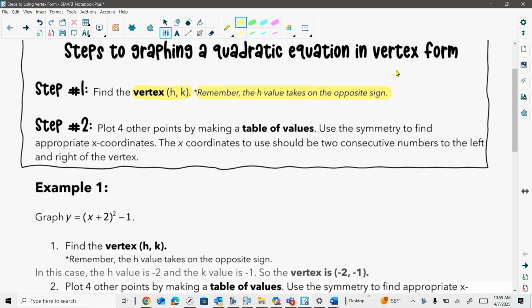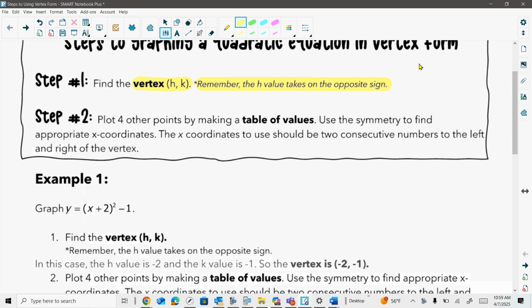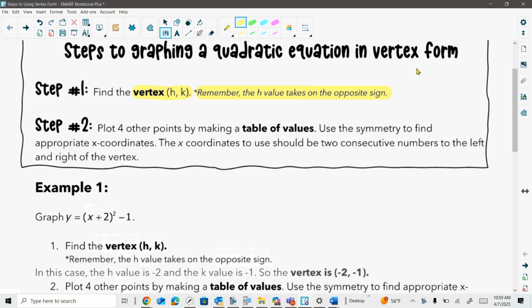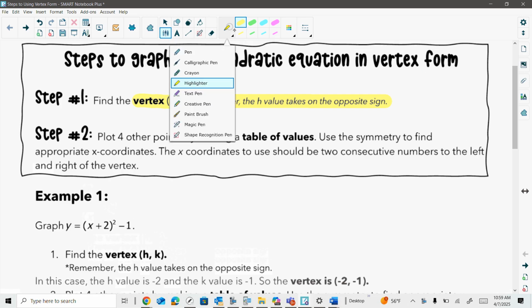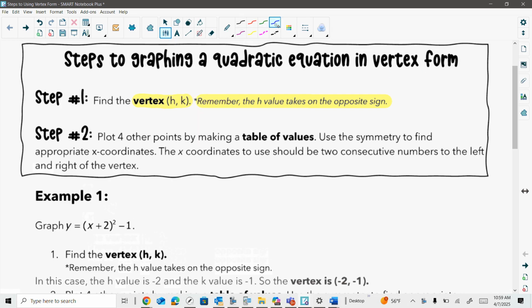So first thing we're going to identify is the h and the k. So I'm going to underline, get just a regular pencil. When I'm referring to the vertex form, it looks like this: y equals a, parentheses, x minus h, close the parentheses, square it, and then plus k.